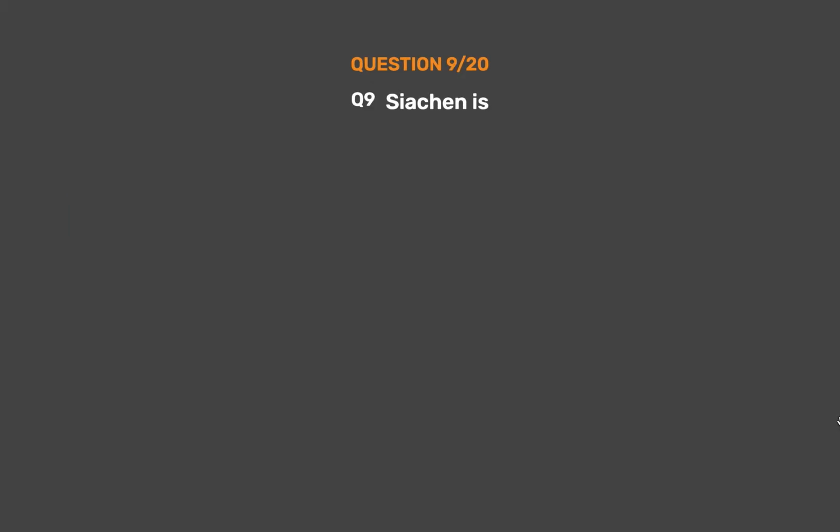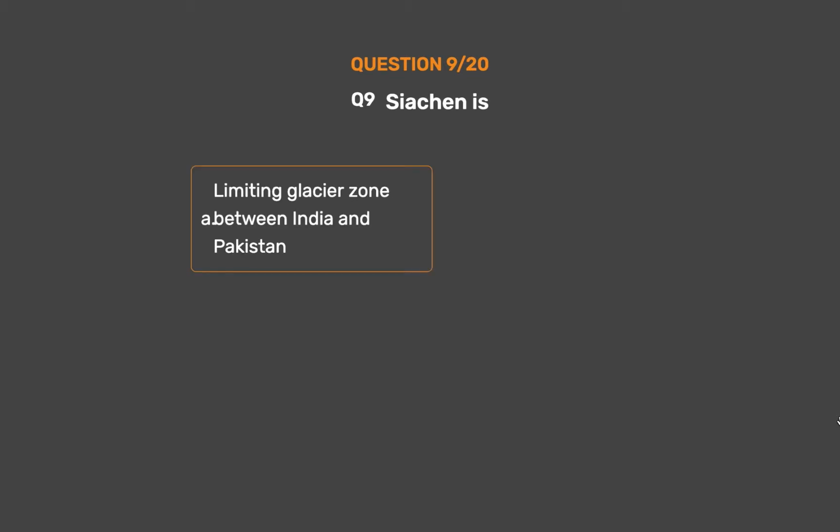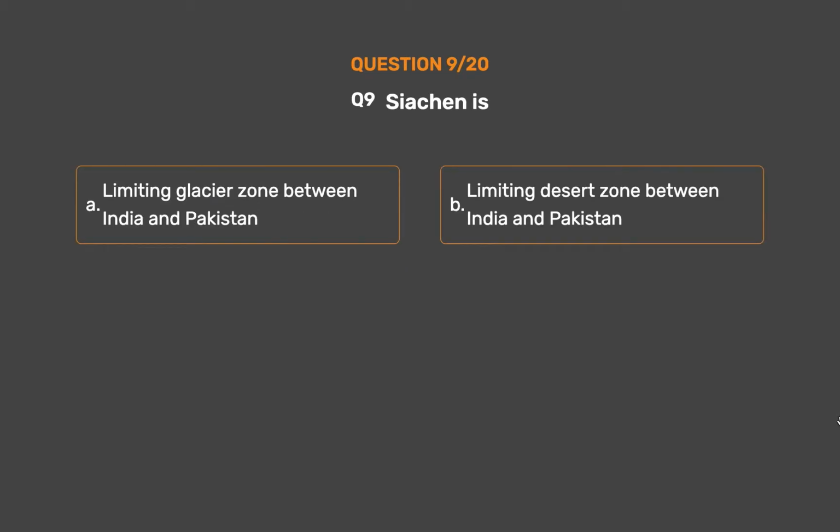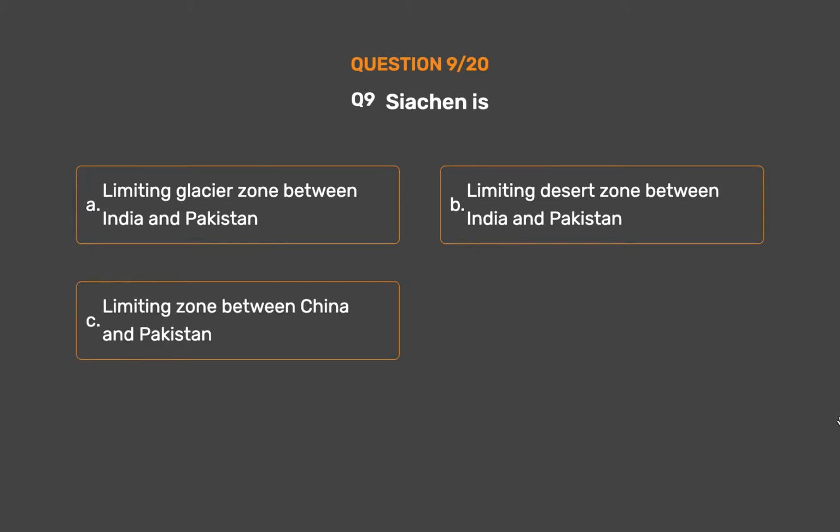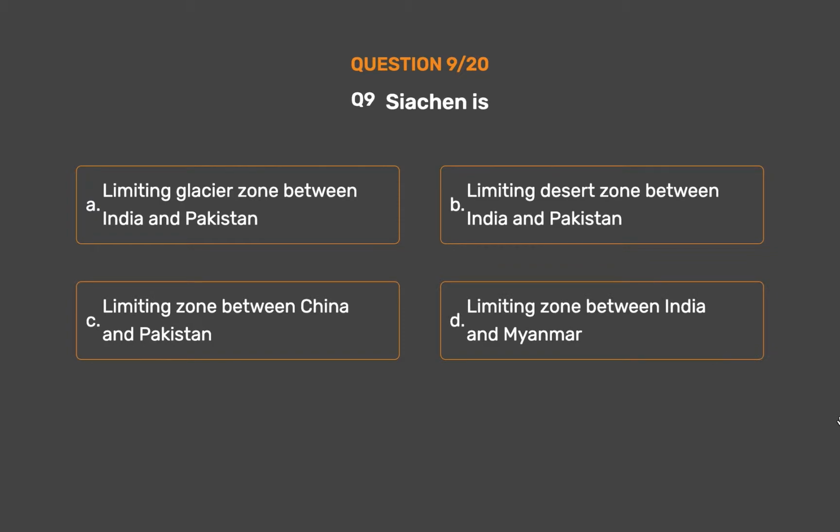Question number 9. Siachen is option A. Limiting glacier zone between India and Pakistan. Option B. Limiting desert zone between India and Pakistan. Option C. Limiting zone between China and Pakistan. Option D. Limiting zone between India and Myanmar.